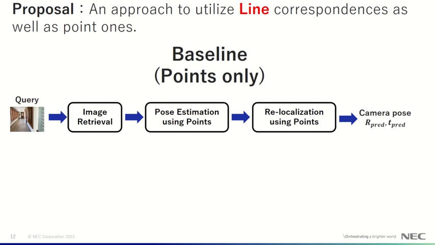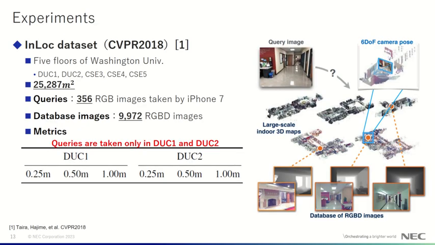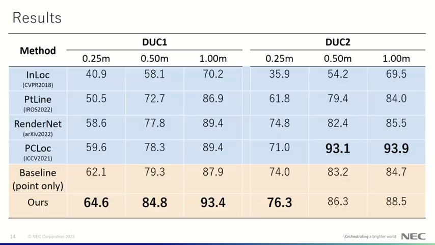In our experiments, we compared our proposal with another pipeline using only points as a baseline. We evaluated our approach on the large-scale indoor dataset InLoc. This dataset includes 356 query images and about 10,000 database images. Query images are taken only on 2 of the 5 floors, DUC1 and DUC2. The scores are measured as the accuracy of estimated camera poses, whose angular error is within 10 degrees and whose positional errors are within 3 threshold values: 0.25 meter, 0.5 meter, and 1 meter.